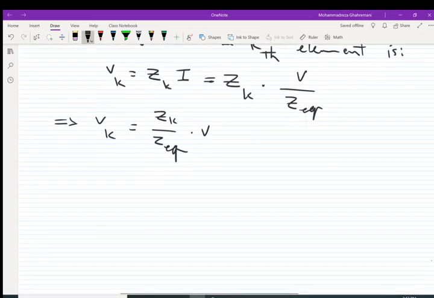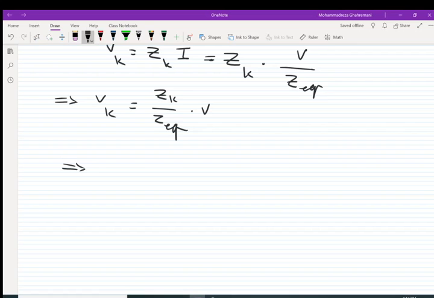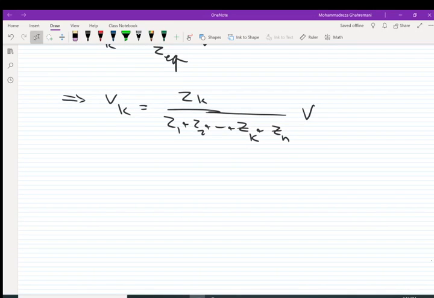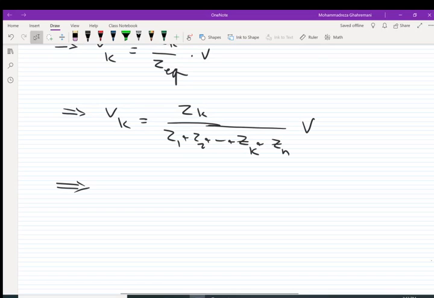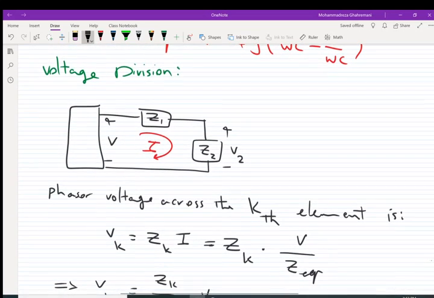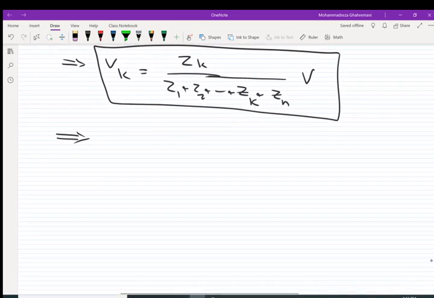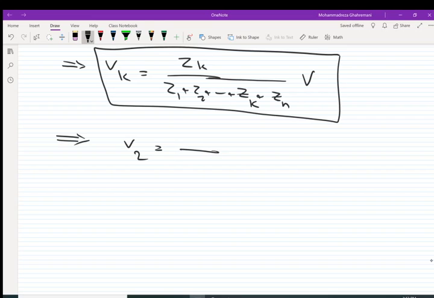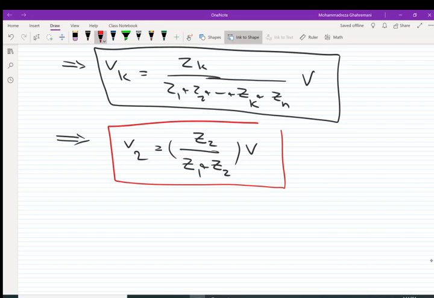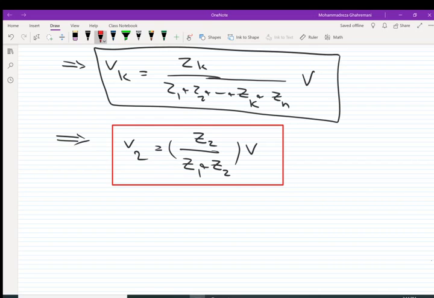If those impedances are connected in series, we can say V sub k is equal to Z sub k over Z1 plus Z2 plus up to Zn, times V. And here in our specific example, because we have only two elements, we can simply say V2 is equal to Z2 over Z1 plus Z2, times V. Okay, so for this circuit with two elements, we know that the voltage division has this form.